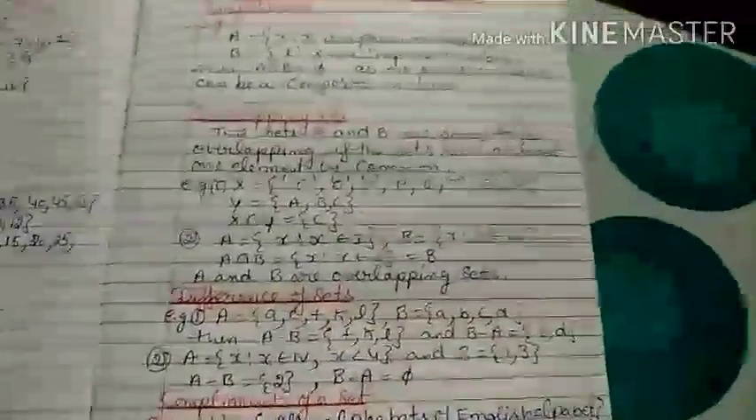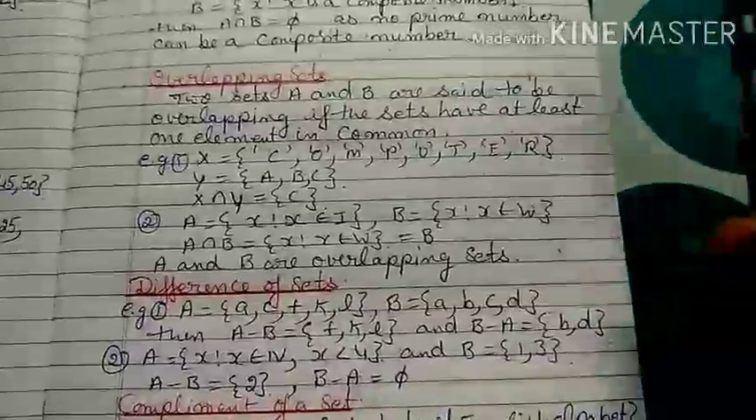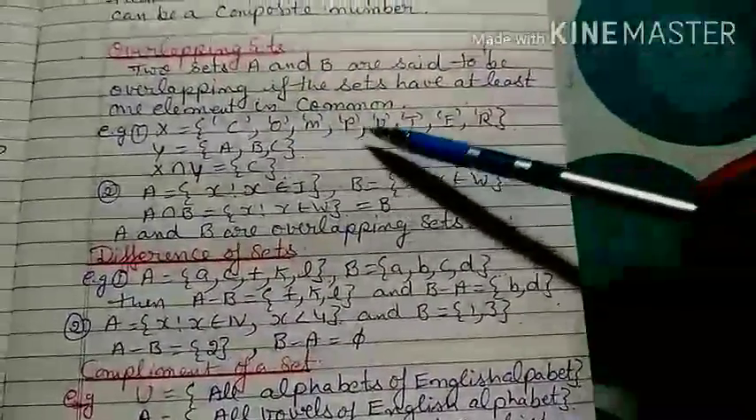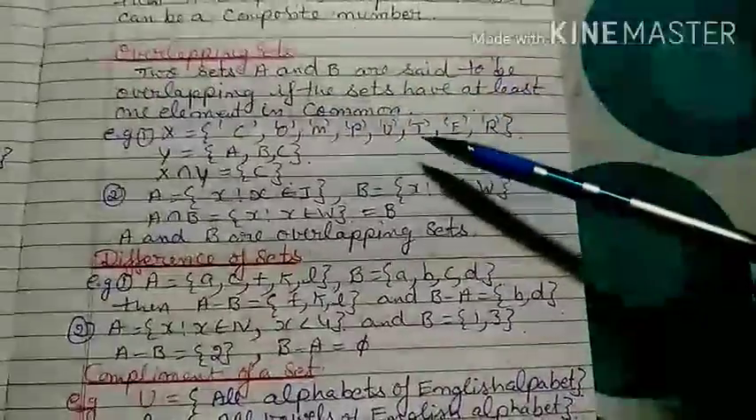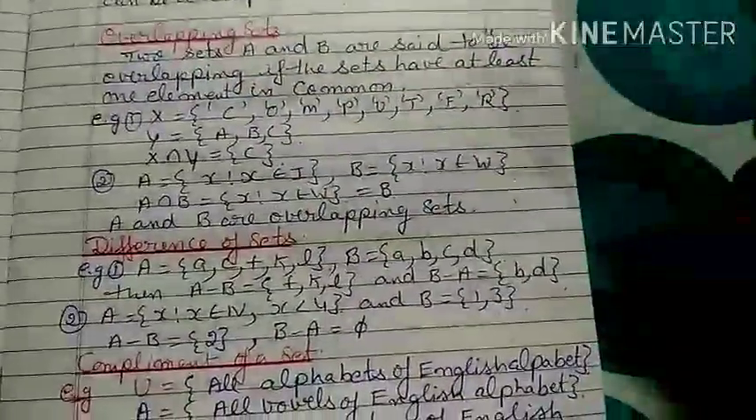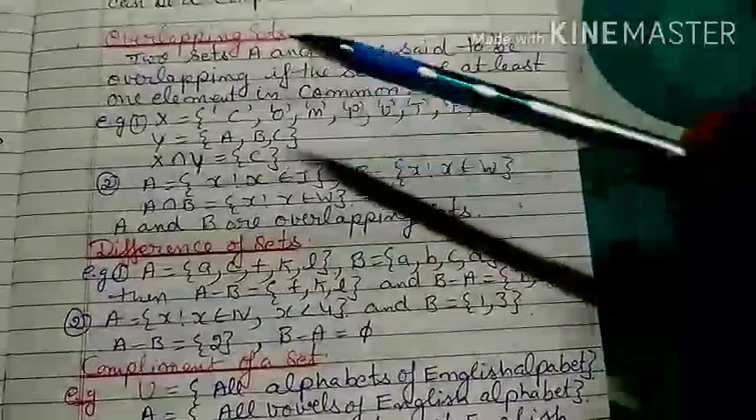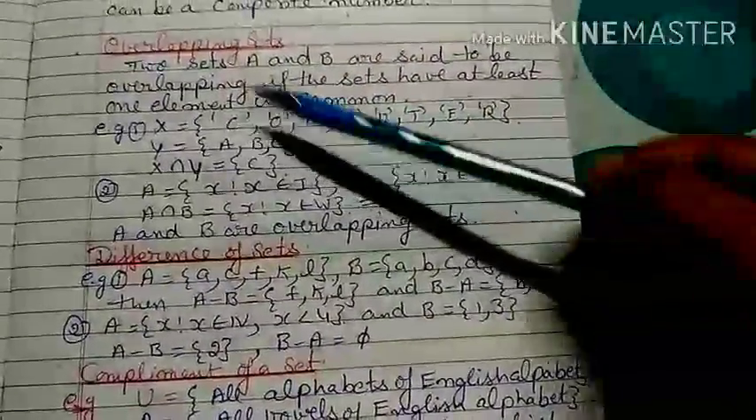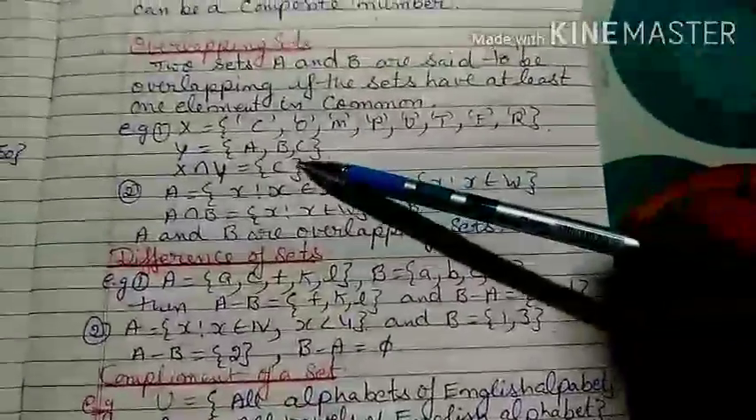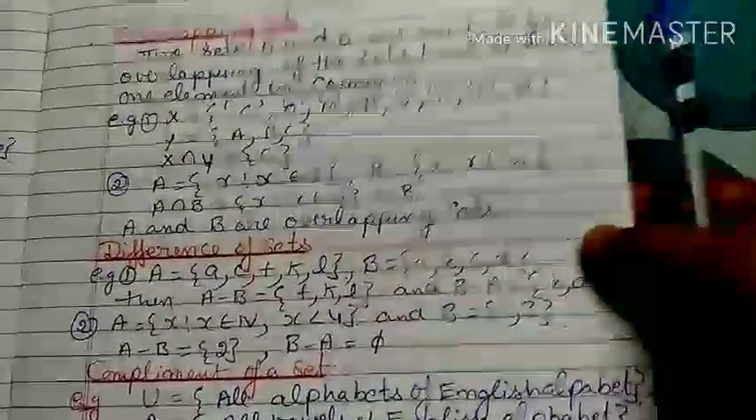Overlapping sets. Overlapping sets means if in two sets there is at least one element in common. Like if I have an x set with the elements C, O, M, P, U, T, E, R and ABC in set y. If you compare these, is there anything common? Yes, only C is common. So when at least one element is common between the two sets, we call it an overlapping set.